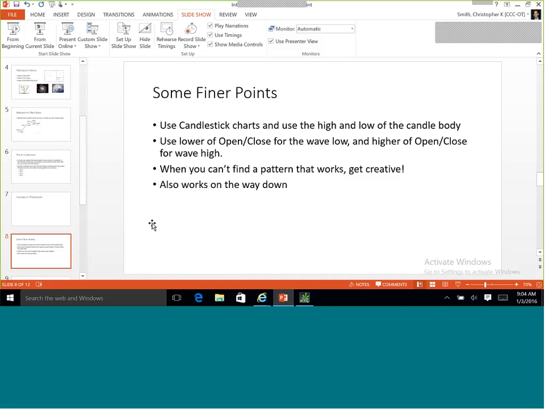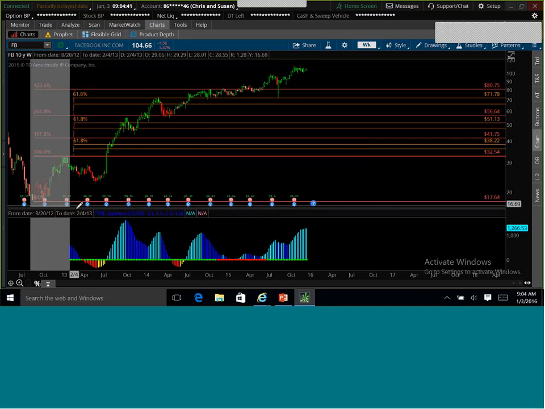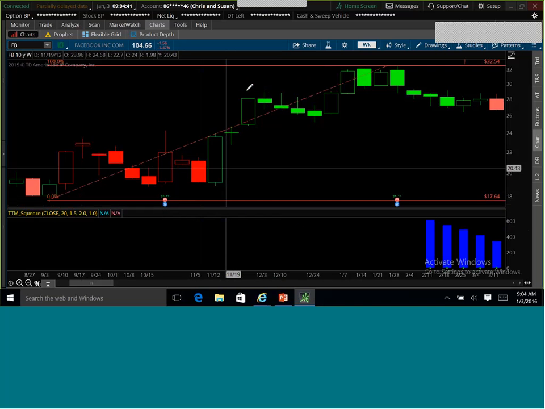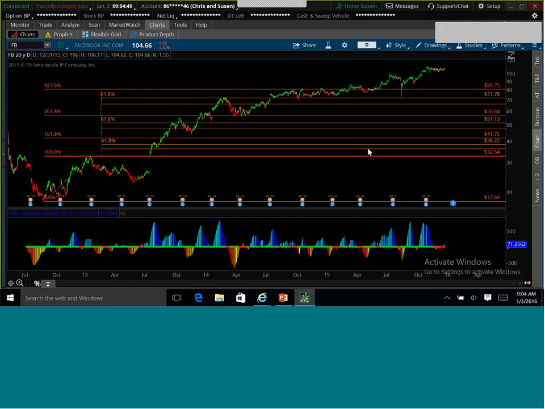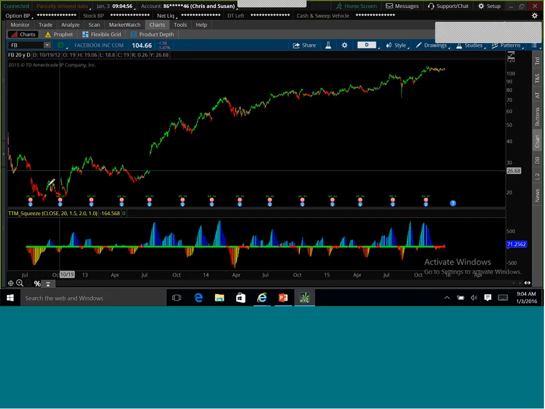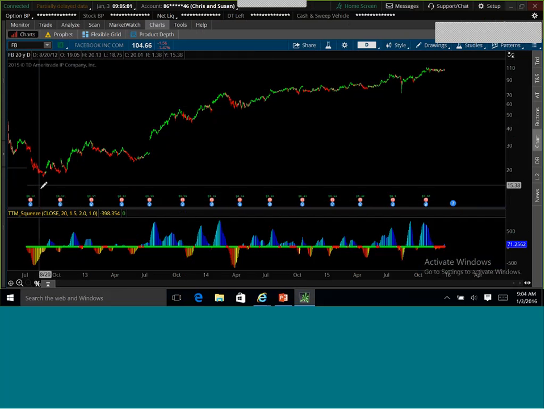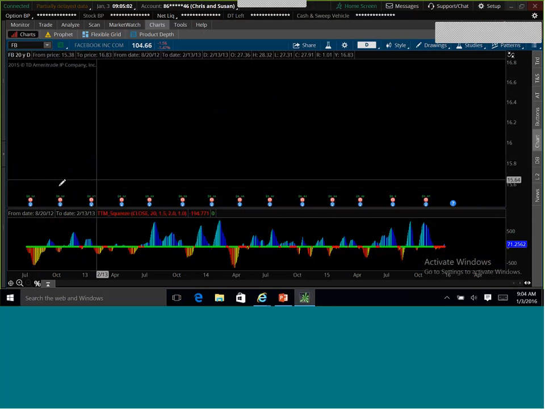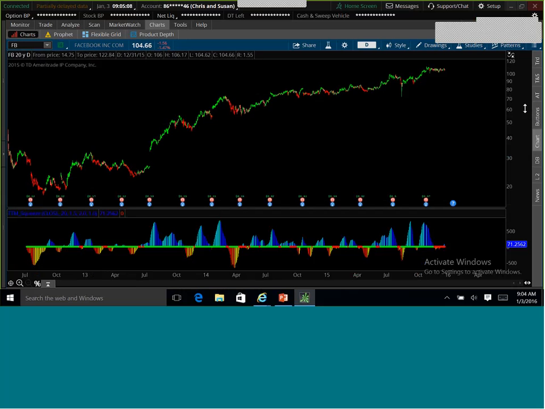The first thing is that you want to use candlestick charts, and you want to use the high and low of the candle body when drawing the line. So let's go back here and zoom in on the beginning of this sequence. This is a weekly chart. Let's go back to the daily. You would use the candle real body. Let's remove all these drawings for now. And when you draw the levels, you want to use the higher of the candle body. In other words, let me just get this going here.